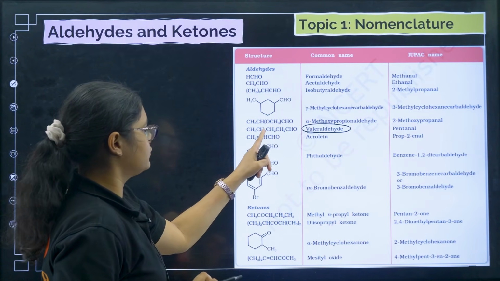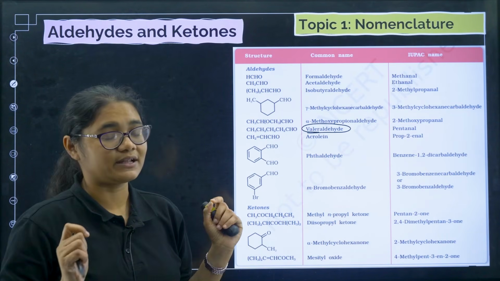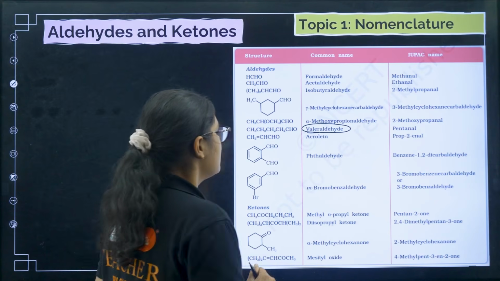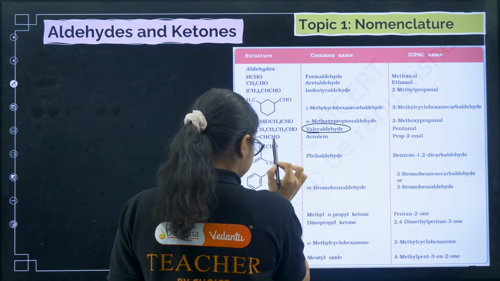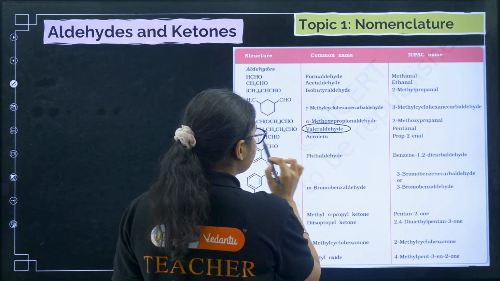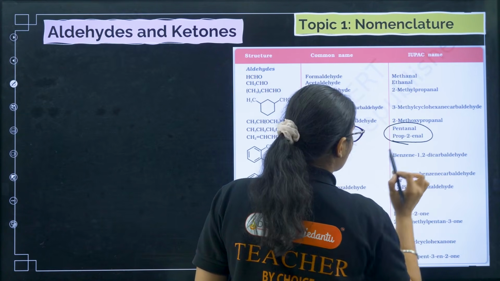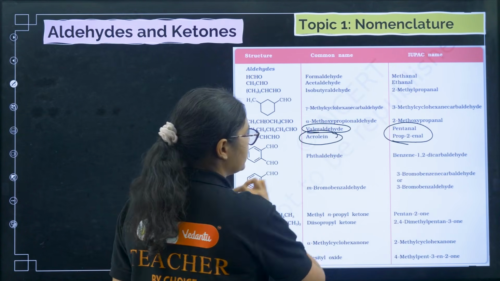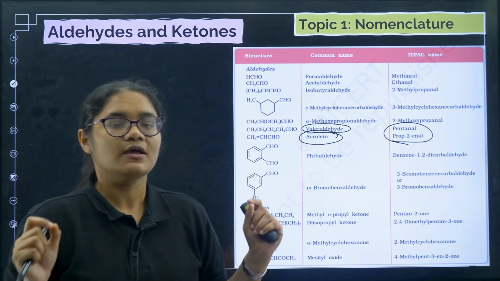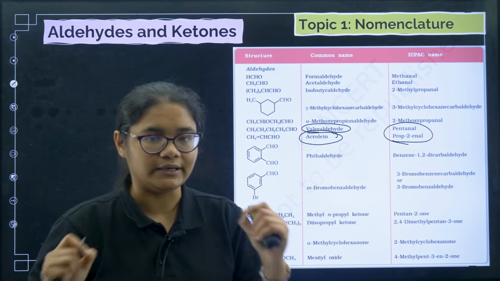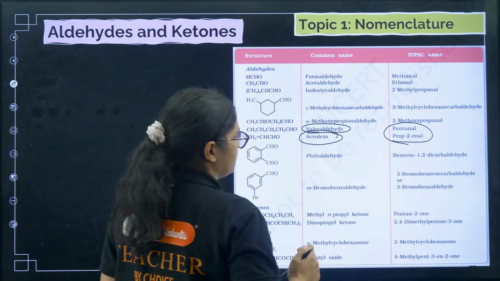Your 1,2,3,4,5 pentanal is called valeraldehyde, please remember. And then if you have this one, prop-2-en-1-al, these two compounds are important, it is called acrolein. The names, please remember, valeraldehyde and acrolein. Questions have been asked from here.